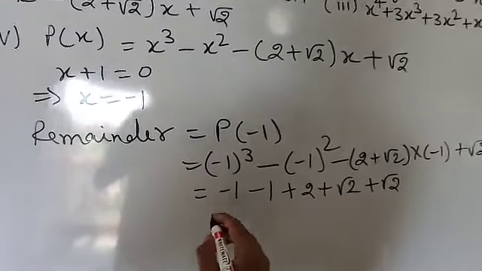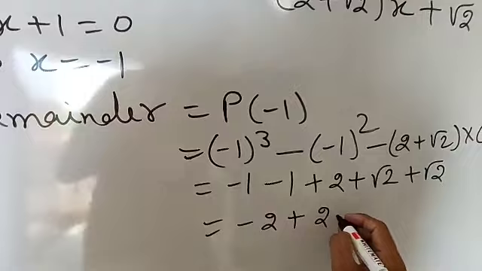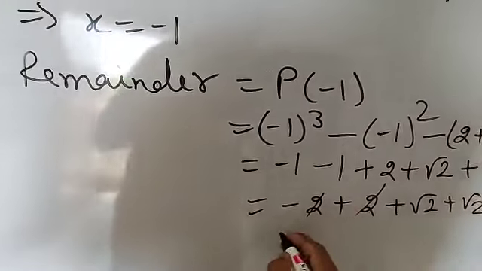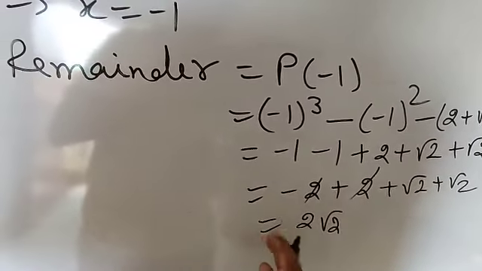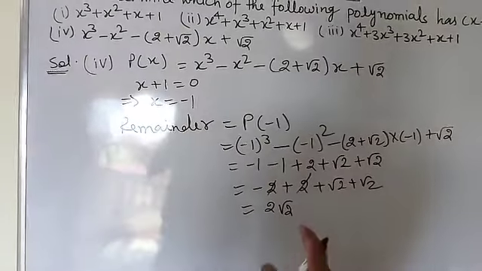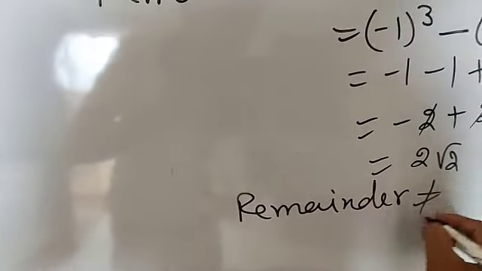So minus 1 minus 1, minus 2 plus 2 plus root 2 plus root 2. Plus 2 and minus 2 will be cancelled. Root 2 plus root 2 is 2 root 2. So here you are going to get that the remainder is 2 root 2. So here you will write remainder is not equal to 0.